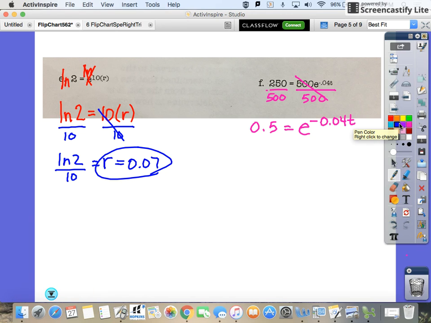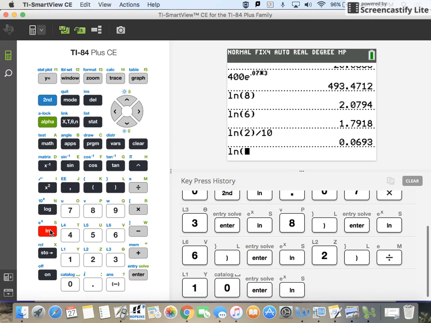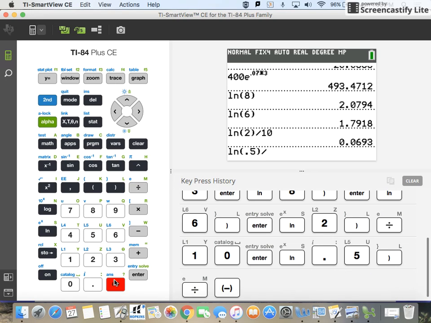Now we feel a little bit stuck. This is where I sometimes panic, but then we have to remember, if you natural log both sides, these cancel. So we have the natural log of 0.5 equals negative 0.04t. And again, just because it looks bad doesn't mean we treat it any differently. We're going to divide by negative 0.04, and we're left with t equals whatever the natural log of 0.5 divided by negative 0.04 is.